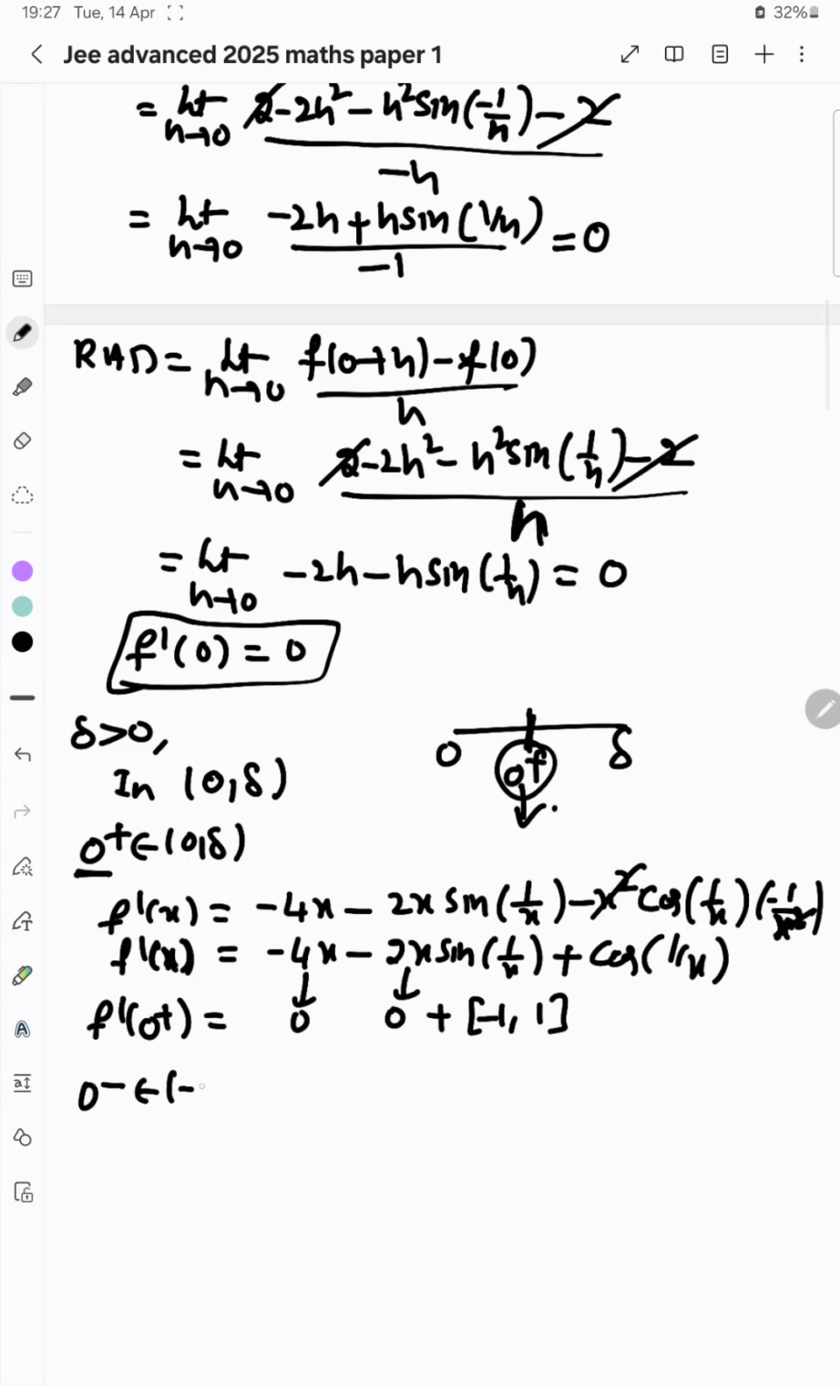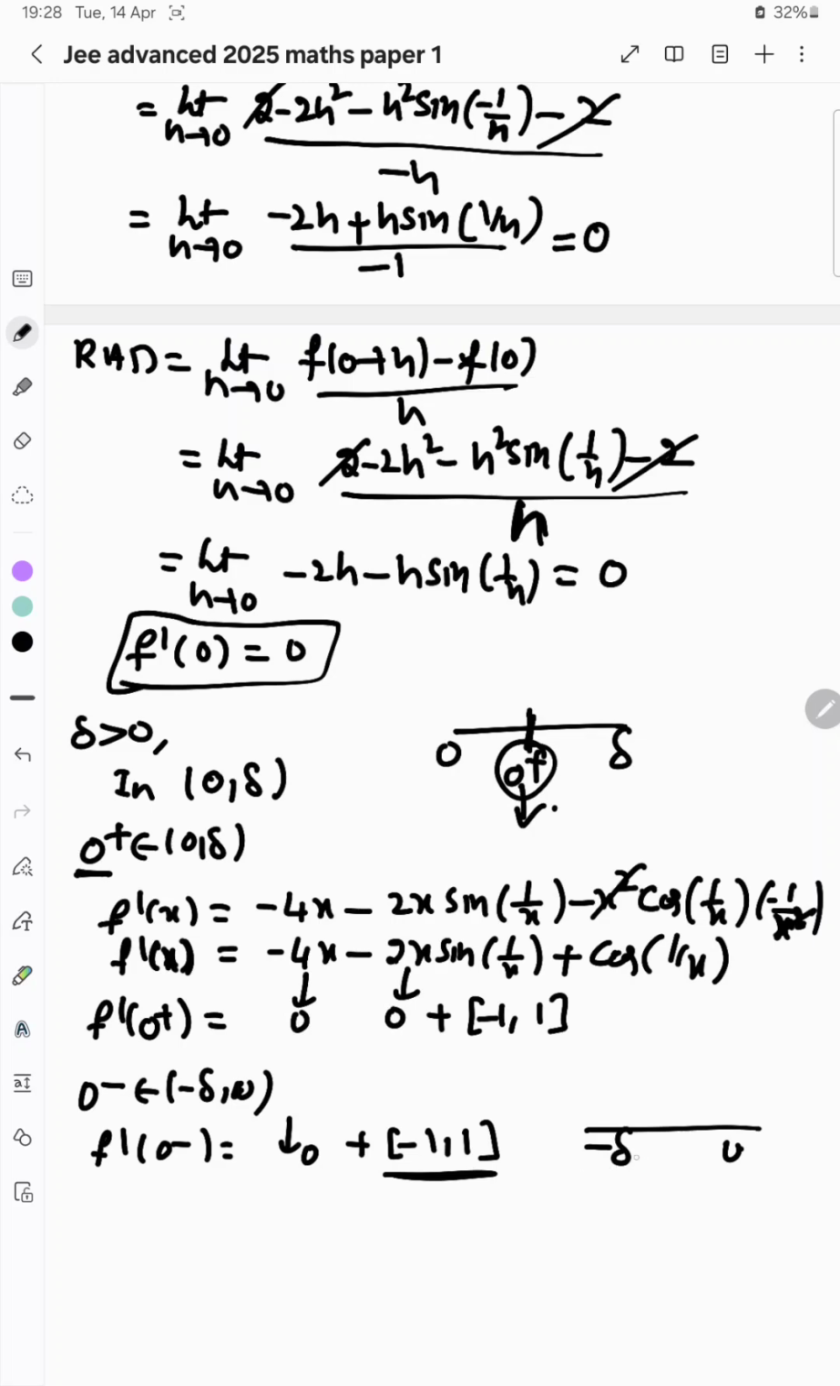0 minus is there clearly from minus delta to 0. Even if you substitute the 0 minus value also, it is also close to 0 only. Okay, and we will get finally here cos of infinity only. Cos infinity means what again now? Minus 1 to 1 only. So even if you are taking 0 minus also, f dash of 0 minus also, the values from negative to positive will oscillate continuously. So in minus delta to 0 also, the function is completely not decreasing, completely not increasing.